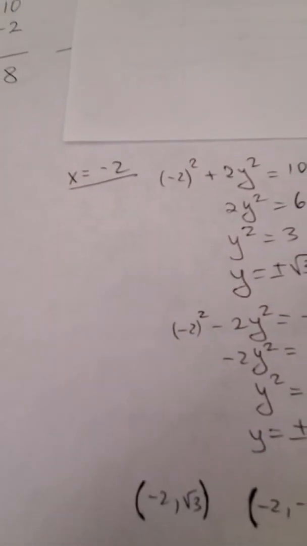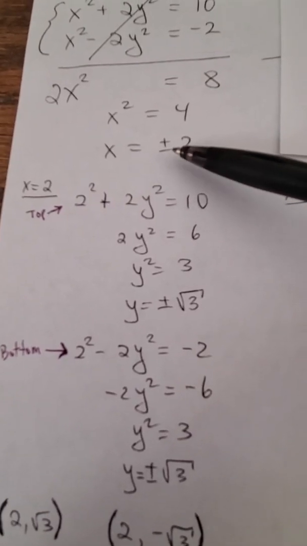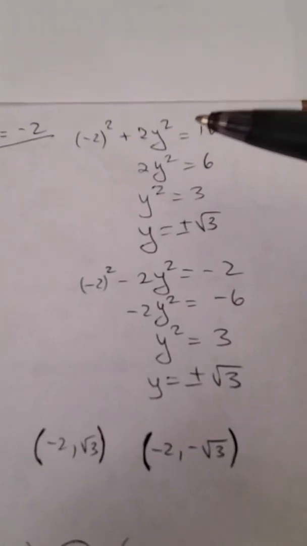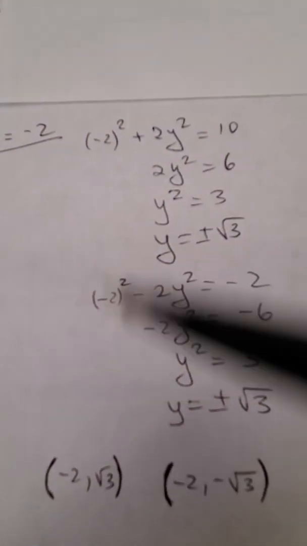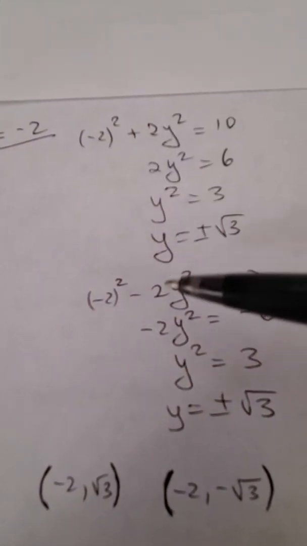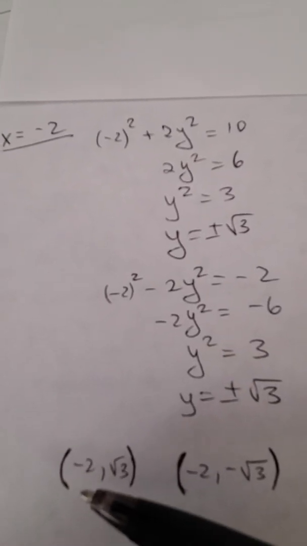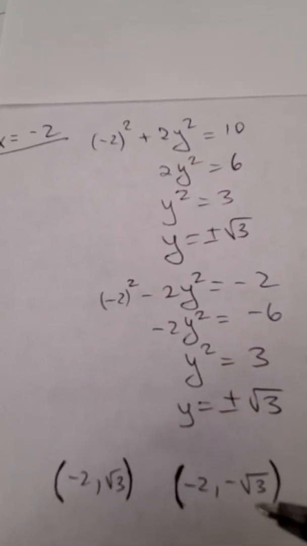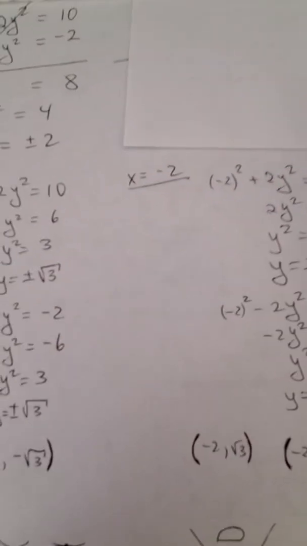Let's look at the other solution, when x equals negative 2. That was x equals positive 2, so let's try x equals negative 2. If you notice, I'm going to get the exact same thing, because negative 2 squared and positive 2 squared is the same thing. So it's all going to work out exactly the same. Here are all the steps. That gives me two more answers: (negative 2, rad 3) and (negative 2, negative rad 3). So I have 4 answers to this system of simultaneous equations.